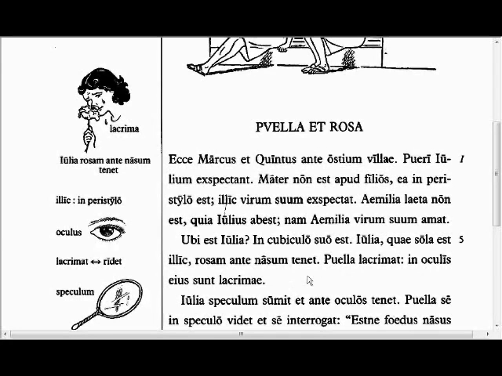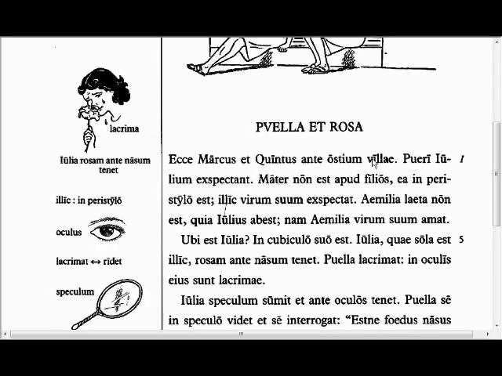Okay, so let's try a translation of this short selection after you've paused and read the Latin on your own. Let's translate. We have ecce, look, look. Marcus and Quintus are in front of the door of their house. Ante is one of those prepositions that take the accusative, so that's why you have accusative ostium. Marcus and Quintus are in front of the house, the door of their house.